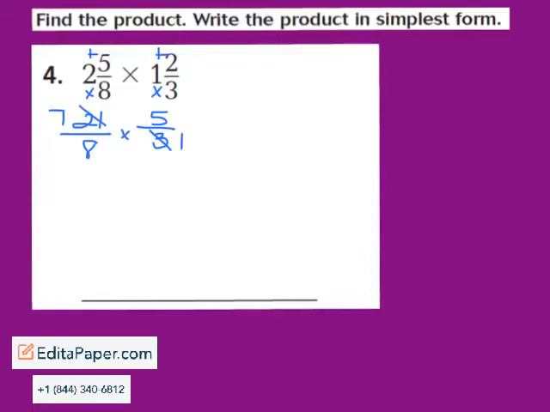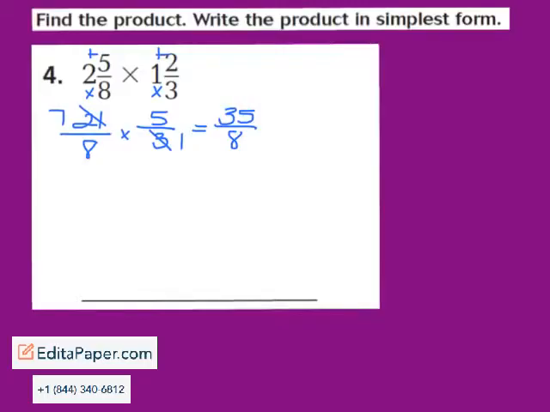So now I'm going to begin to multiply straight across. I'm going to start by multiplying the numerators, and I know that 7 times 5 is going to give me 35. Now I'm going to multiply my denominators, and I know that 8 times 1 is going to give me 8. So I'm left with the improper fraction 35/8.